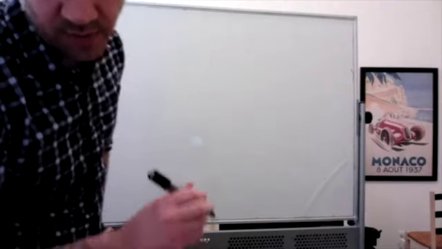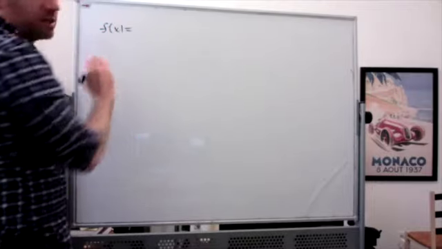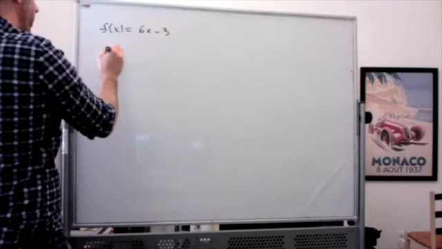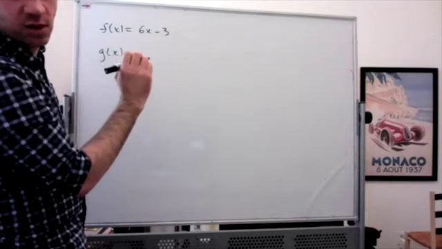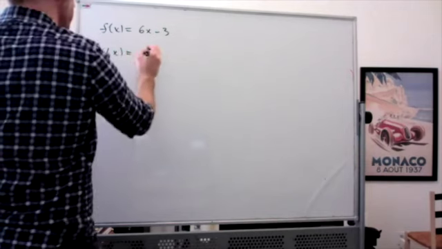One question somebody asked me was, if f of x is equal to 6x minus 3, and g of x equals x plus 3 over 6.